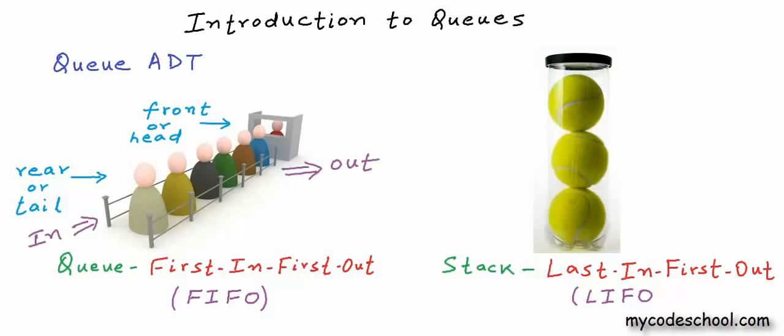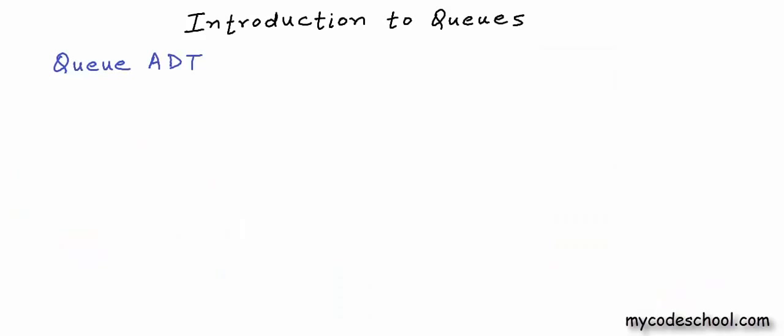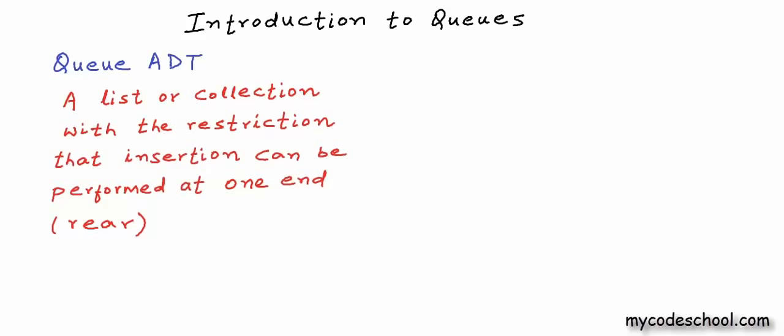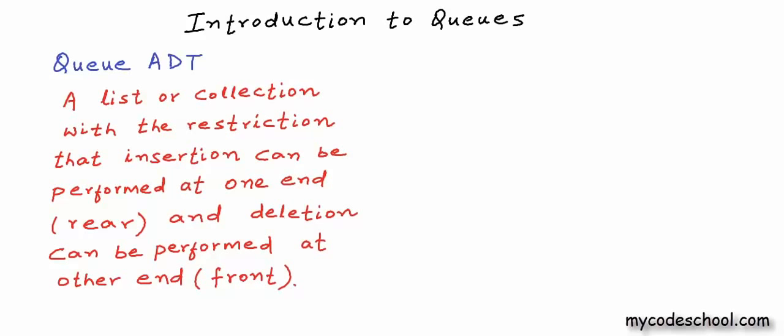If I have to define queue formally as an abstract data type, then a queue is a list or collection with the restriction or constraint that insertion can be and must be performed at one end, that we call the rear of queue or the tail of queue, and deletion can be performed at the other end, that we can call the front of queue or head of queue.